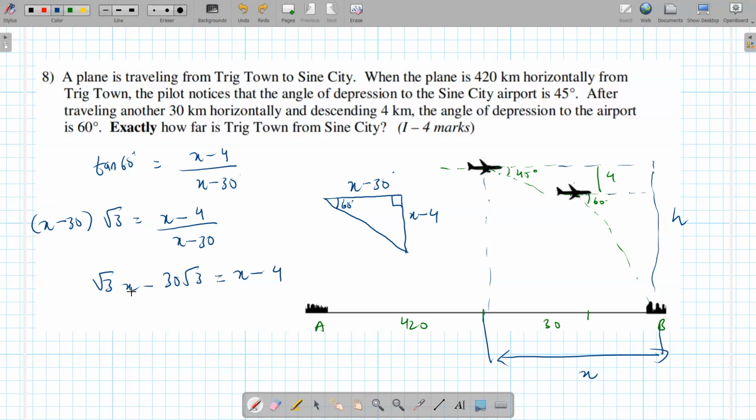Right. Okay. And now we simply want to group the X's on the same side. I'm going to move this X to this side: root 3 X minus X. I'm going to move this term to the other side: 30 root 3 minus 4. Why did I do that? Because we're trying to solve for X, so you need the X's on the same side. Again, it says the exact value, so we can't plug anything into the calculator. What do we do next?